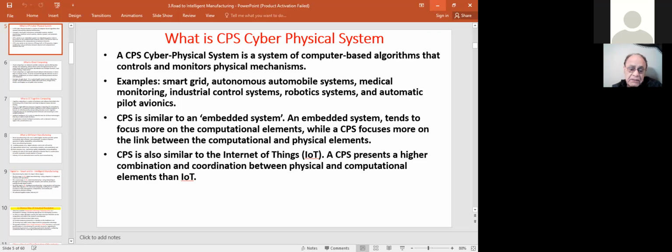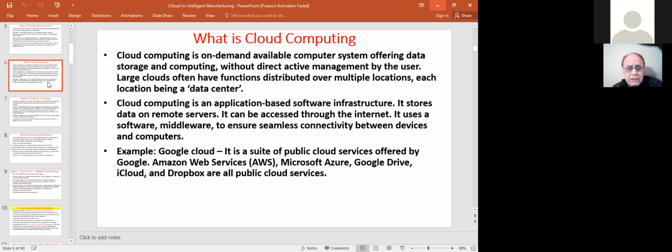And CPS is also similar to Internet of Things, that is IoT. So these are two terms, CPS and IoT. They are quite similar, and they're loosely interrelated to each other. But CPS has a higher computation form and a coordination between physical and computational elements than IoT. These are small differences in the terms that are used, and we will be using them quite commonly.